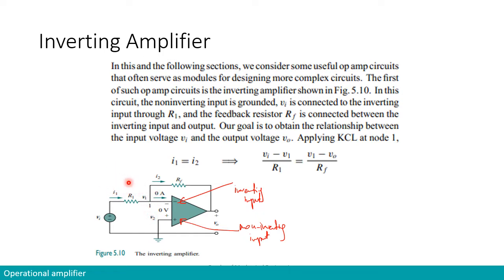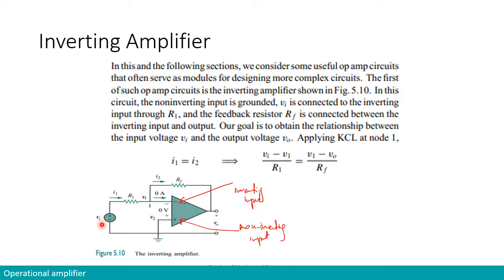RF is called F because it's what we call the feedback resistance. It's also what we call the feedback branch, right? So we get the current from the branch to get back into the input.